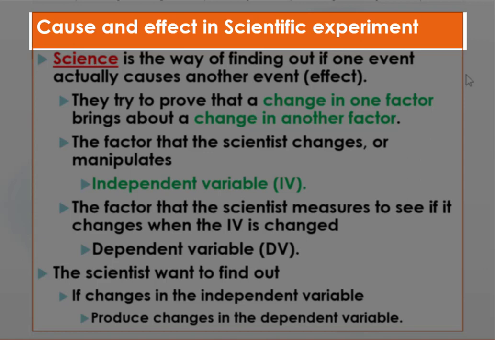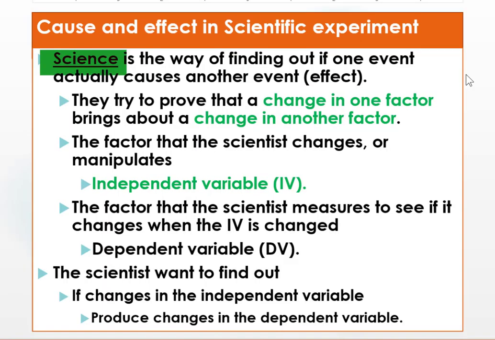Scientific experiments always try to establish cause and effect, since science relies on scientific experiments to discover new knowledge and skill. Science is the way of finding out if one event actually causes another event. This means that scientists try to prove that a change in one factor brings about a change in another factor.